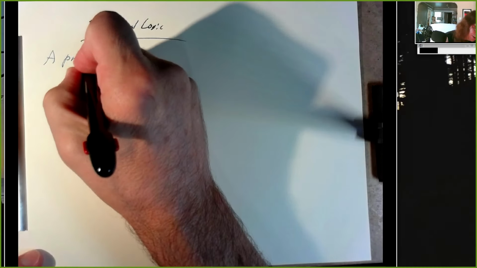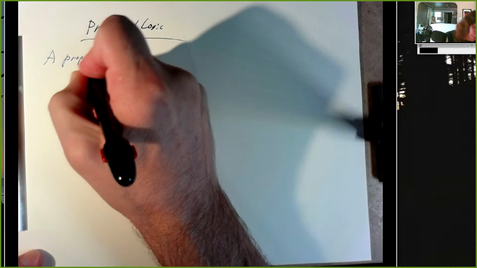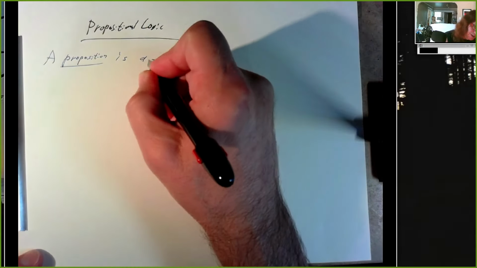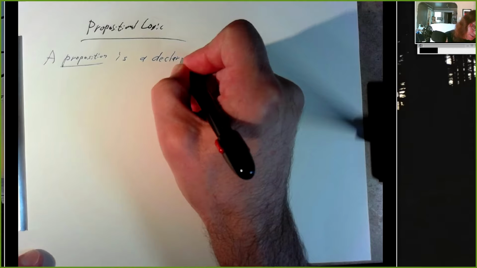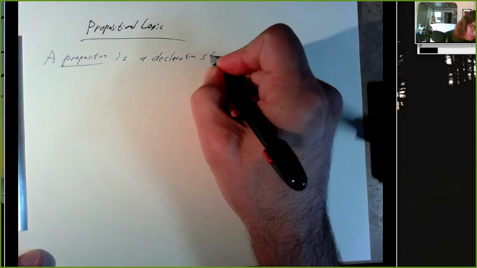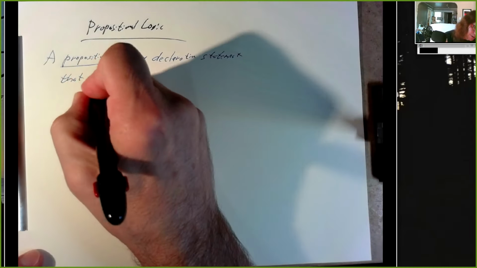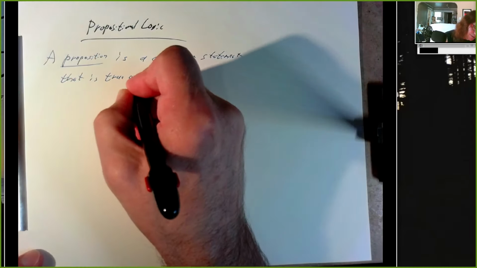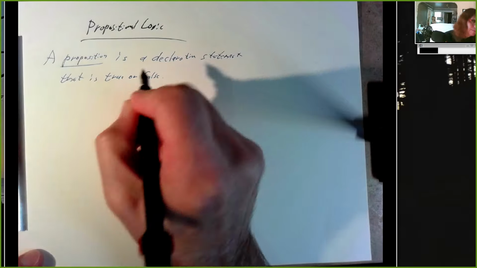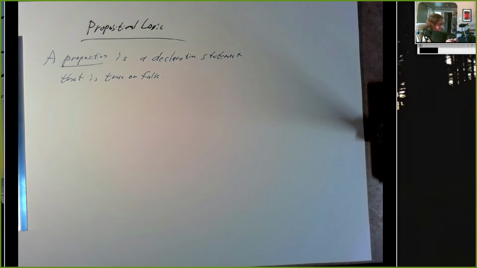So a proposition is a declarative statement that is true or false. A proposition is a declarative statement that is either true or false. All right, and let's do some examples.